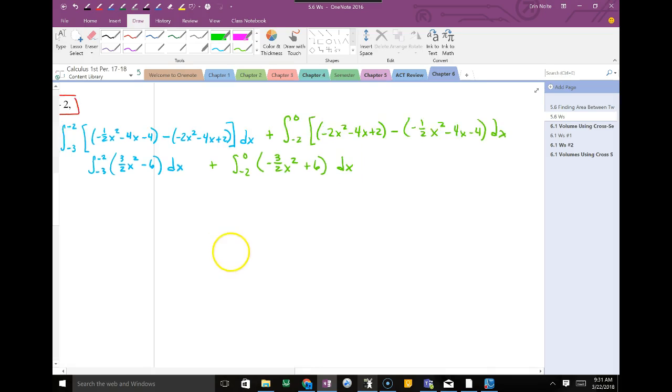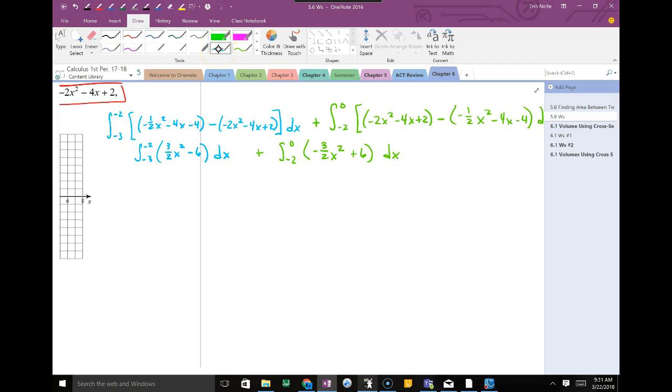Now I expect you to integrate without using your calculator right here. I want you to practice the integration piece, because technically they're going to be the same. One's just going to be positive, one's going to be negative, so it's not too complicated. What is the integral of 3/2 x squared? 1/2 x to the third. What is the integral of 6? 6x. We put that in parentheses and make a vertical line from -2 to -3. We're going to integrate the green one as well.